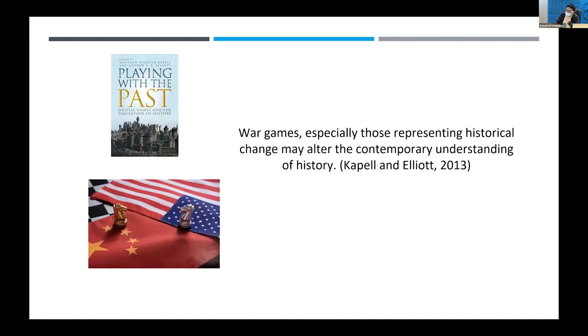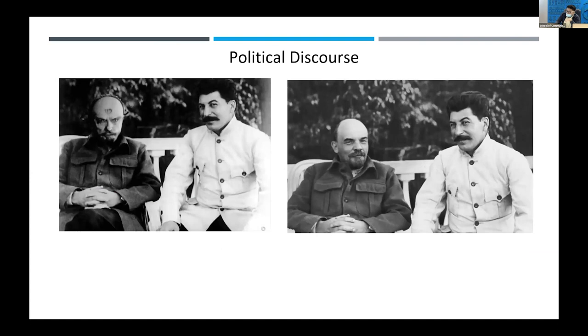And a presumably accepted argument is that games carry rhetoric and ideology which deeply affect players, according to social learning theory as well as the ludology study field. Capillo and Elliot argue that war games, especially those representing historical change, may alter the contemporary understanding of history. And so in the political discourse, war games are now a recently critical development.